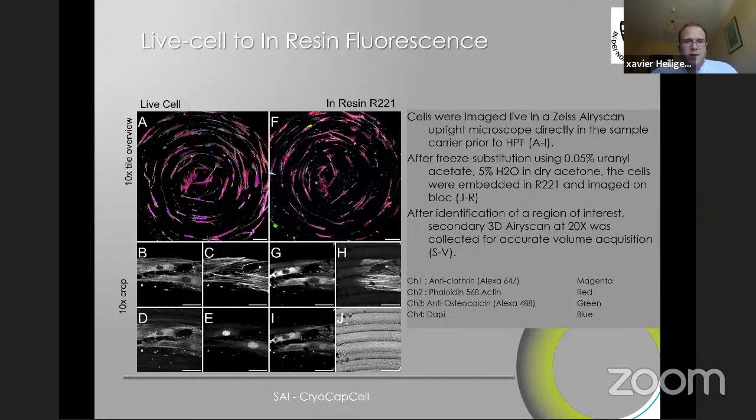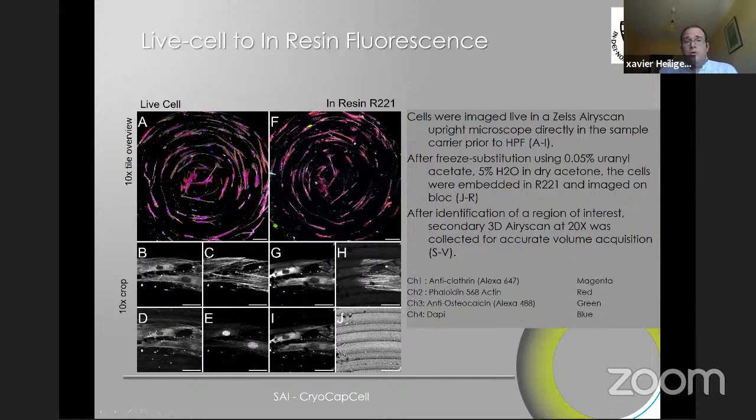And so what we did together with the company is we decided to develop a novel generation of resin, which is called R221, that allows you to preserve the fluorescence in plastic and to have high contrast in electron microscopy. I'll come back to that point a bit later. So we can do live cell imaging and in-resin fluorescence to go later on to electron microscopy.